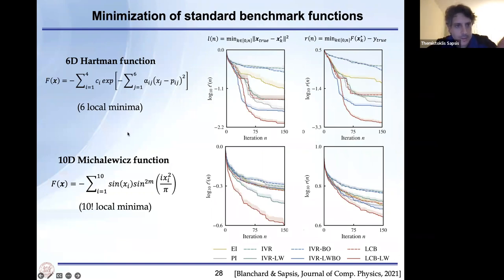Standard benchmarks, like functions that people use in the active learning community, the 6-dimensional Hartmann and the 10-dimensional Michalewicz function. And we have the best performance with these likelihood weighted criteria in most cases, I would say the majority of the problems. There are problems where we may have deficiencies or special issues, but in general, these criteria do at least as well as the best criterion in the literature.